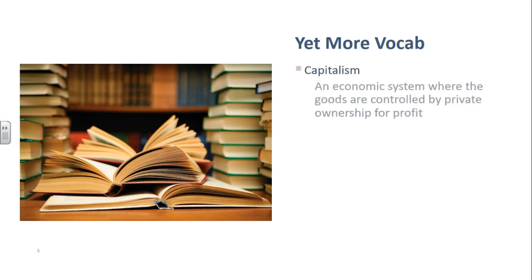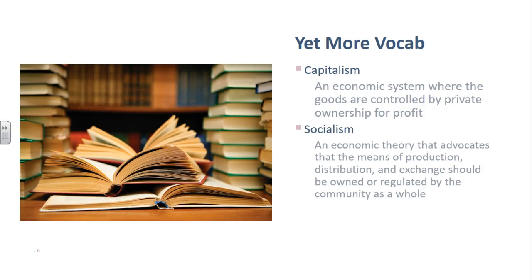More vocab words. Capitalism. It's an economic system where the goods are controlled by private ownership for profit. So the goal of capitalism is to make money. You're going to control things individually versus a government controlling everything and everyone controlling everything. In socialism, it is the exact opposite. It's an economic theory that advocates that the means of production, distribution, and exchange should be owned or regulated by the community as a whole. So everyone owns the production, everyone owns the distribution, everyone controls what you produce, how you distribute that, and how you trade with one another, how you buy and sell things, so to speak. That's owned by the community as a whole.